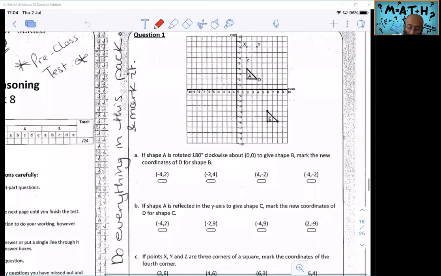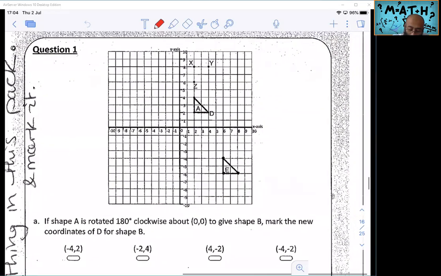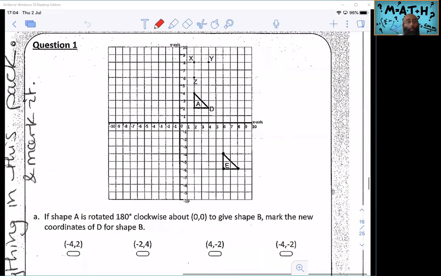I might ask some of my students to join me on some of the questions. Let's have a look. Question number 1. Mr. Ayan, come and join me on this question, please.